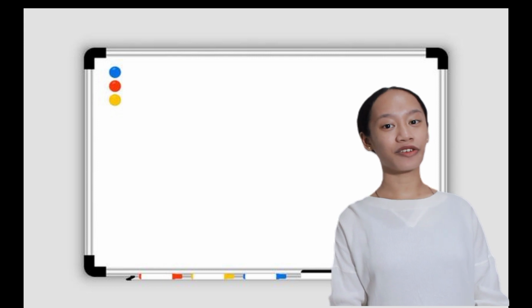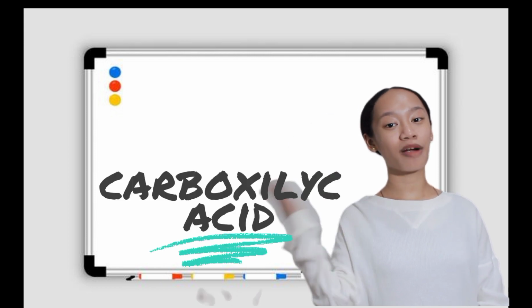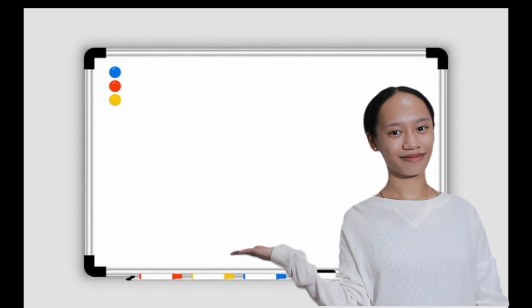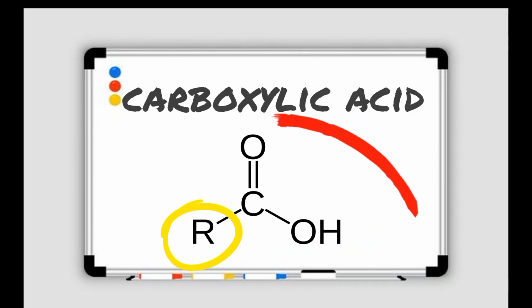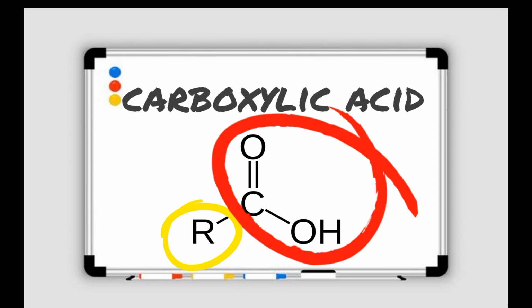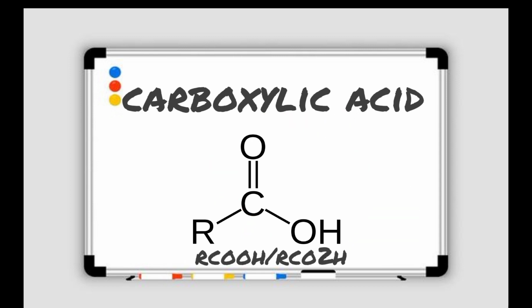The third functional group to be tackled is carboxylic acid. An organic acid with a carboxyl group bonded to an R group is known as carboxylic acid. It has a general formula of RCOOH or RCO2H, with the R group referring to an alkyl, alkenyl, or other group.